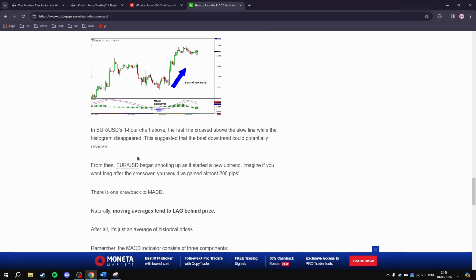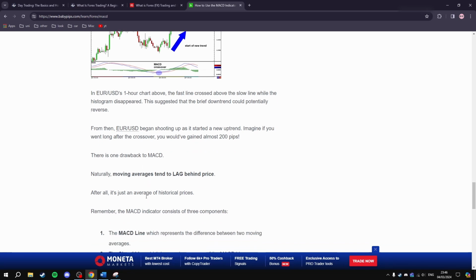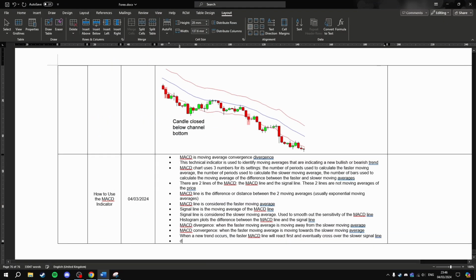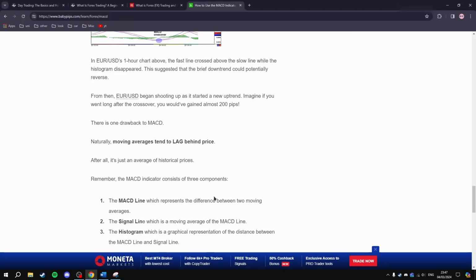There is one drawback to MACD. Naturally, moving averages tend to lag behind price. After all, it's just an average of the historical prices.